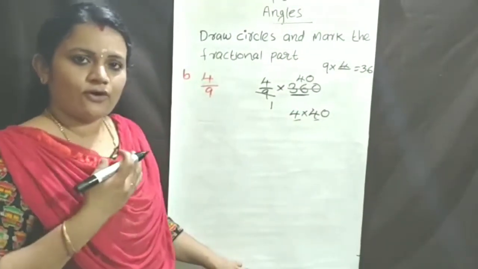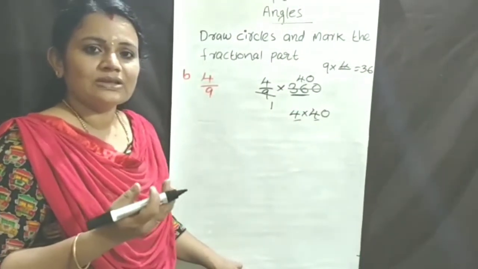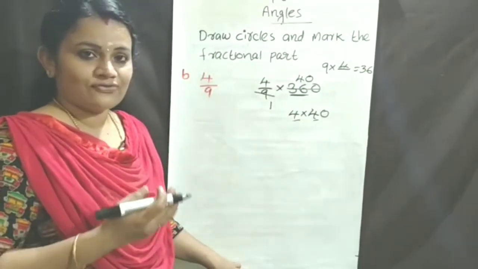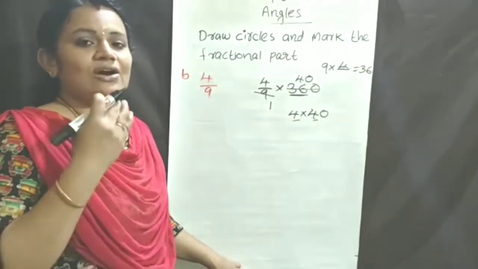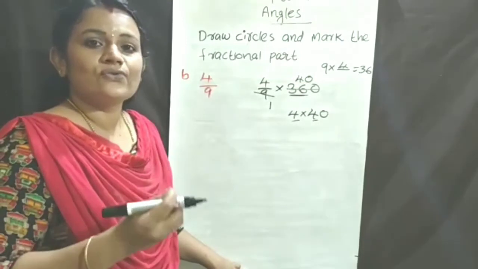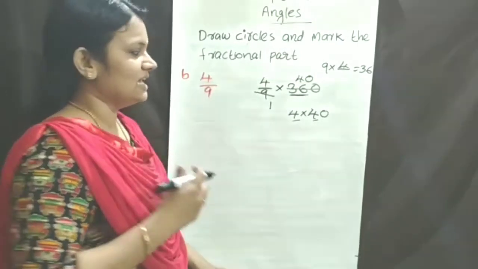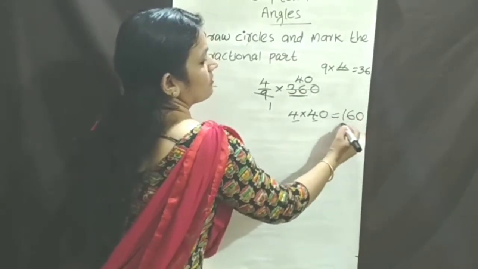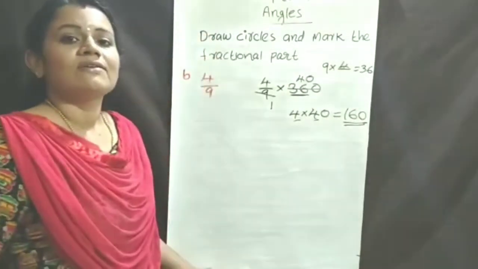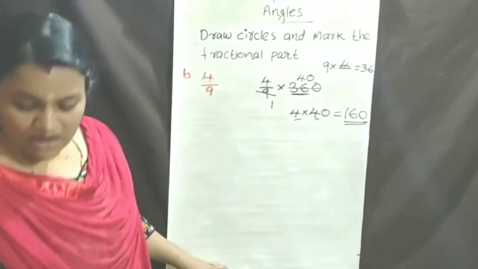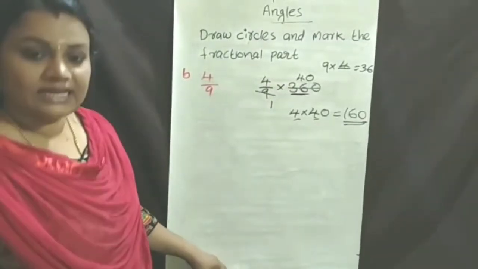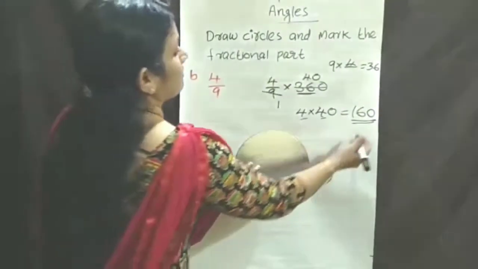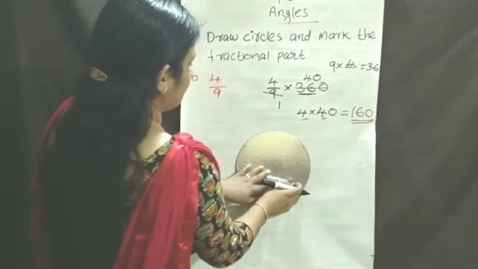4 fours are what? Do you know table 4? 4 ones are 4. 4 twos are 8. 4 threes are 12. 4 fours are 16. Then this 0 is put here. What did we get? We will get 160 degree.